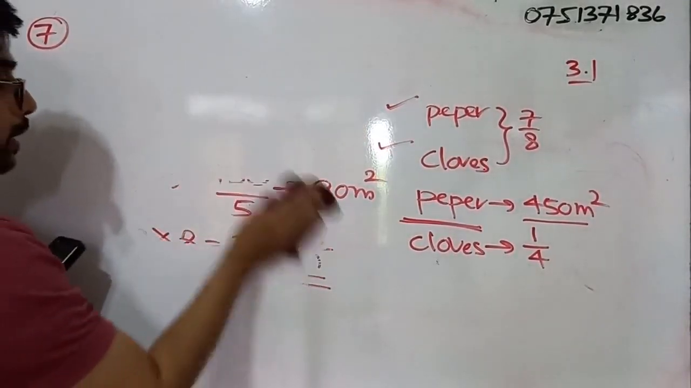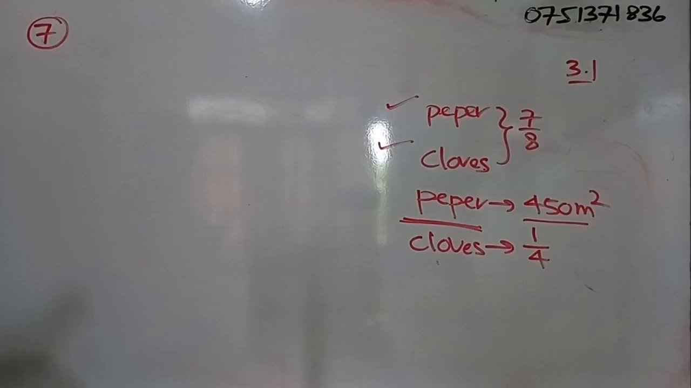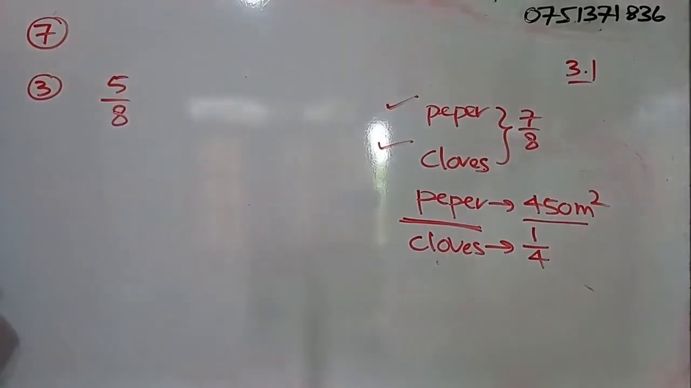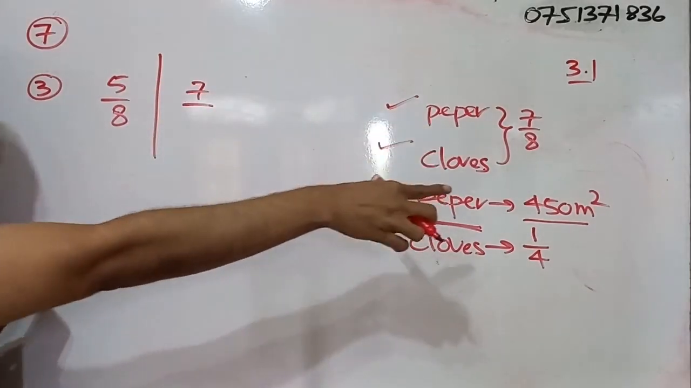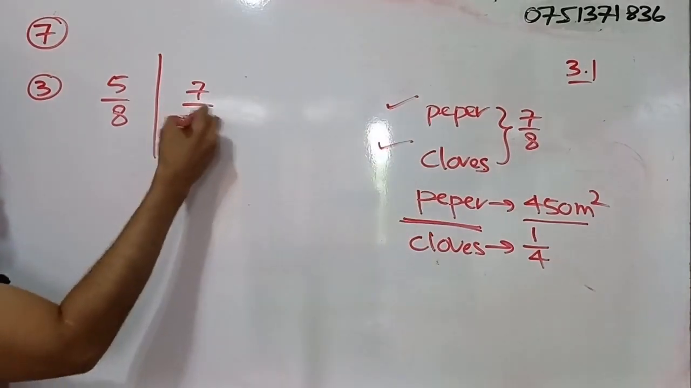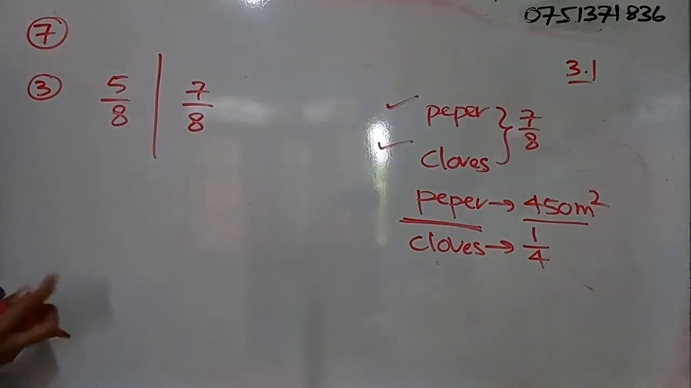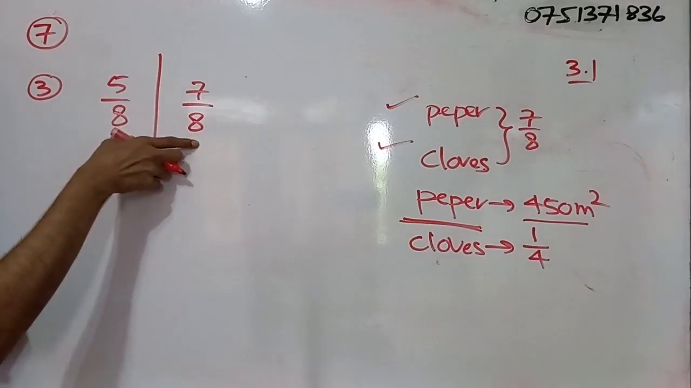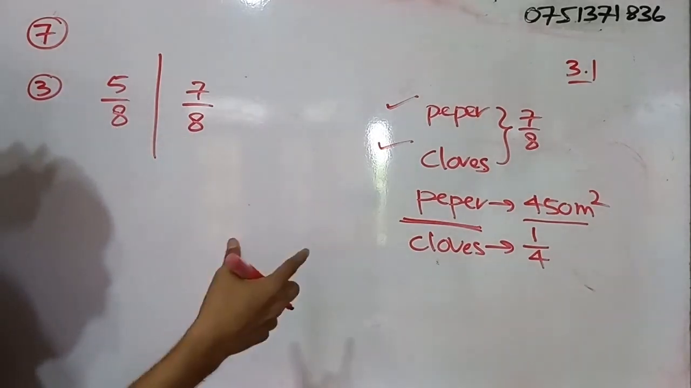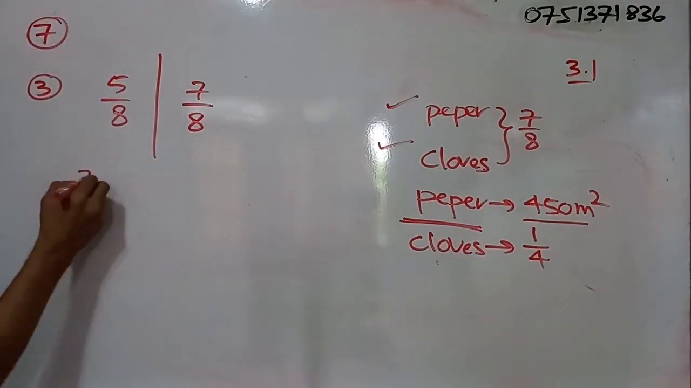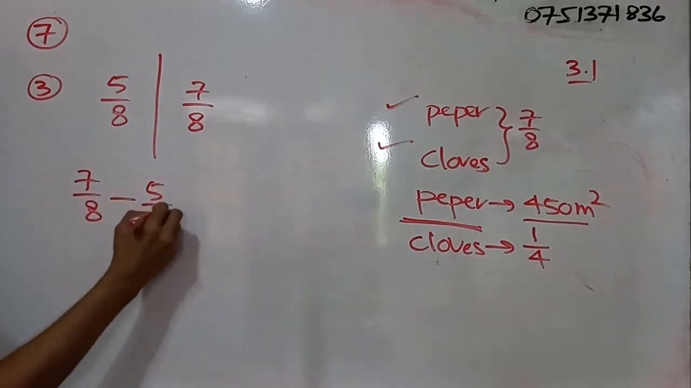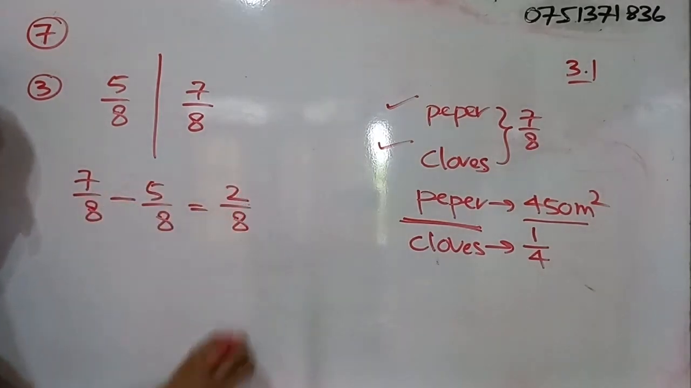Right, so in the next part, they are asking the area in which cloves has been cultivated. Black pepper has been cultivated in 5/8 of the land. And the total amount of land which both the pepper and the cloves has been cultivated is what? 7/8. Then by subtracting these two, we can get the amount of land where only the cloves has been cultivated. So that is what? 7/8, we have to subtract 5/8. So we get what? 2/8.